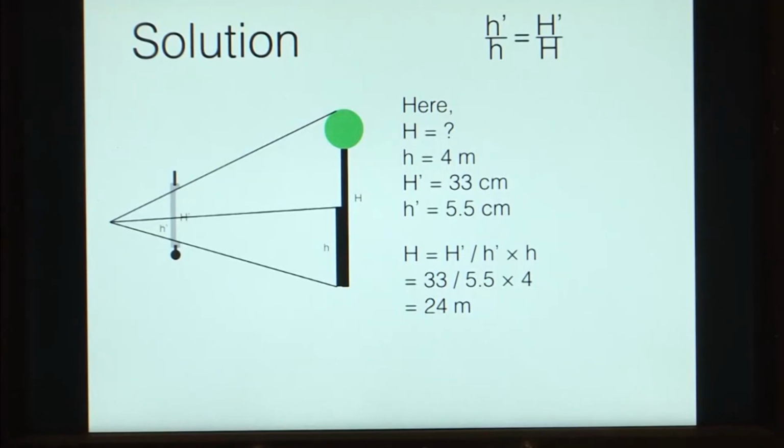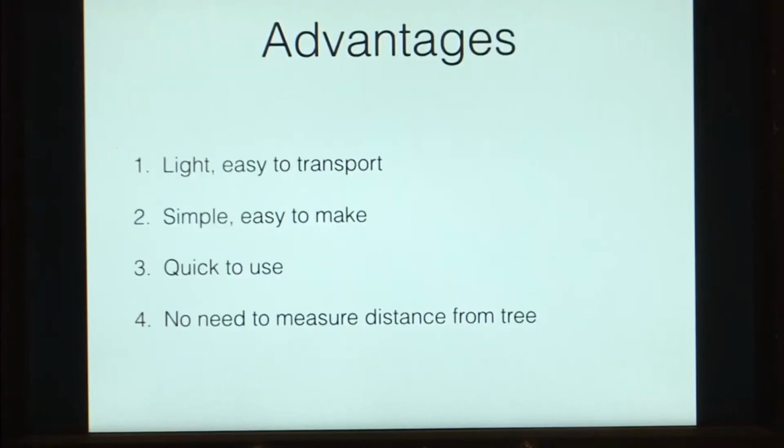So let us now look at some advantages of using this method, or of using the hypsometer. One, the hypsometer is light and is easy to transport. It can be made out of wood, it can be made out of metal, it can even be made out of a piece of cardboard. So it is very light and it is easy to transport. It is very simple and easy to make. You can make it at your home as well using a piece of cardboard.